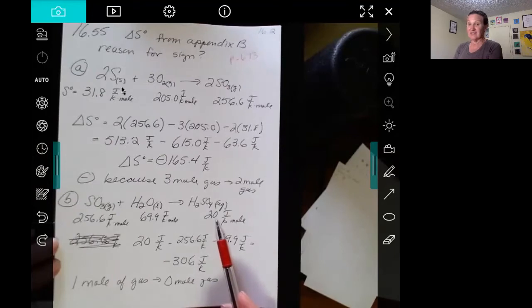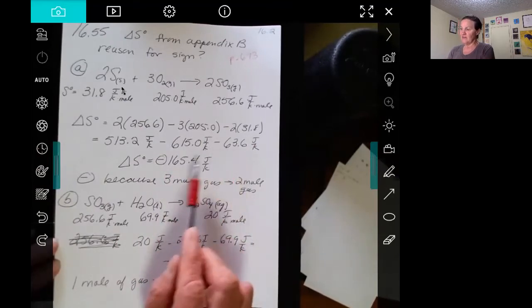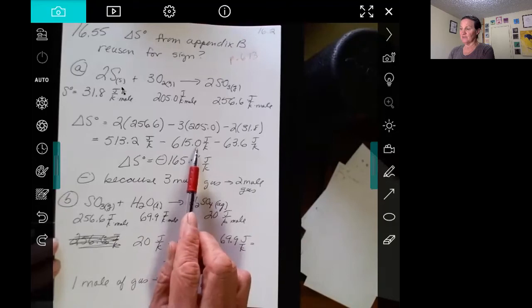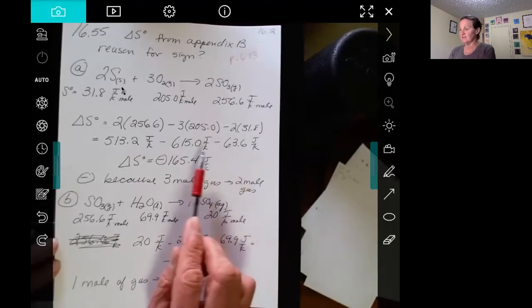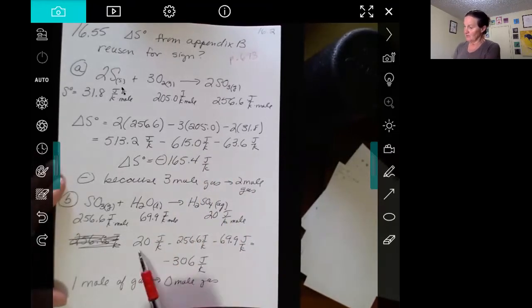Notice this doesn't have a sig fig to the right of the decimal, so it's going to change our sig figs. Up here, we knew that when you add, you're limited to the number of sig figs to the right of the decimal as the smallest number has, so they each have 1 to the right. Down here, it will be 20 minus 256.6 minus 69.9, and it ends up being negative 306 joules per K. I had to round it because there's no digit to the right of the decimal in this one.